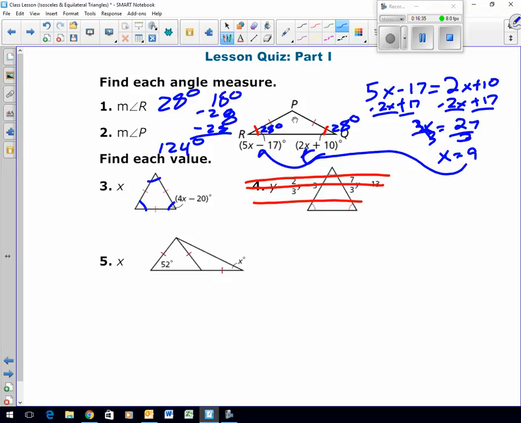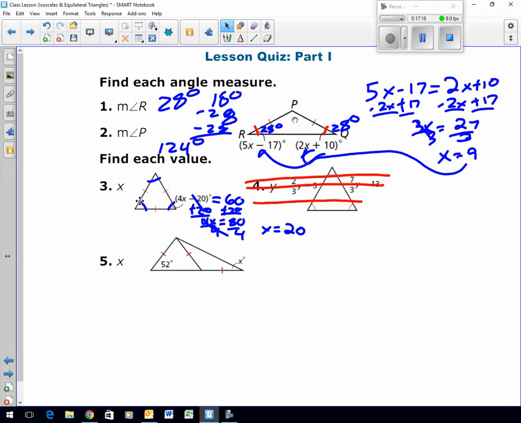So I take 4x minus 20 and set it equal to what? 4x minus 20 is this angle measurement. What do I set it equal to solve for x? If these angles have to be 60 degrees, I would set it equal to 60 to solve for x. Now I add 20. 4x is 80. Divide by 4. X equals 20. Okay.